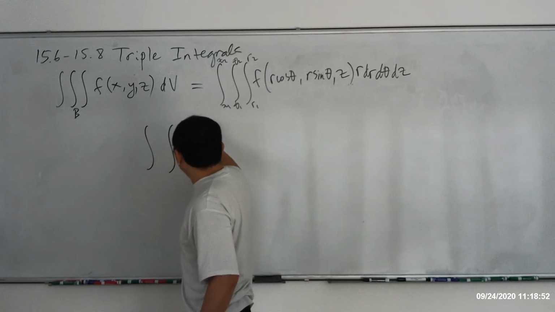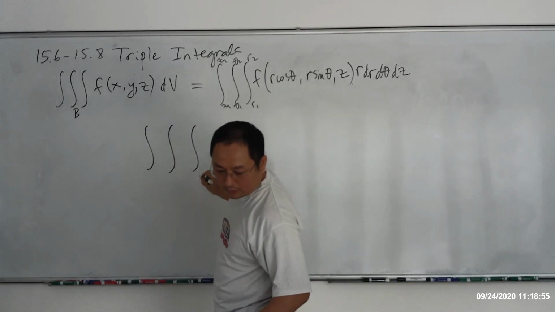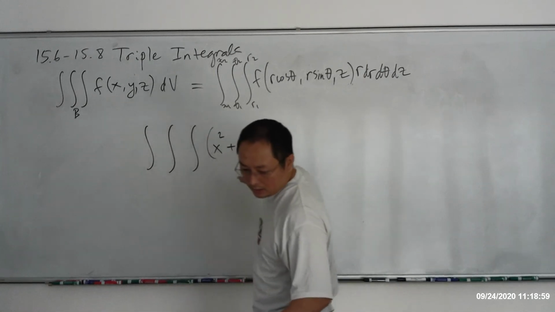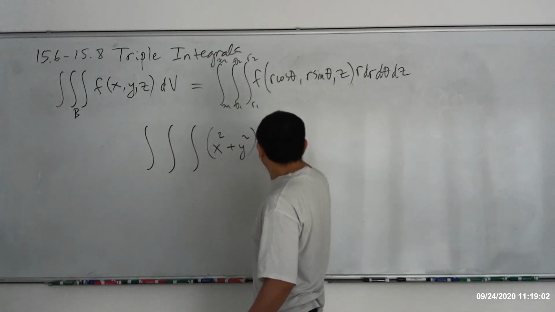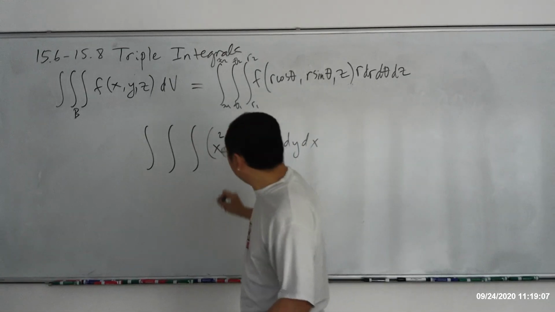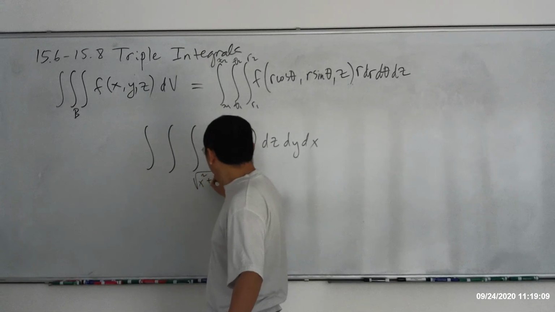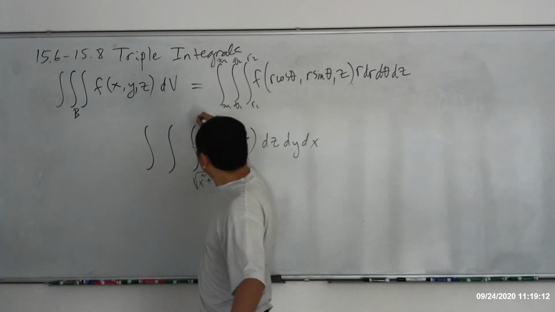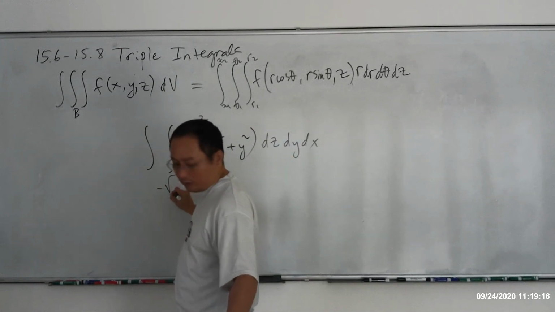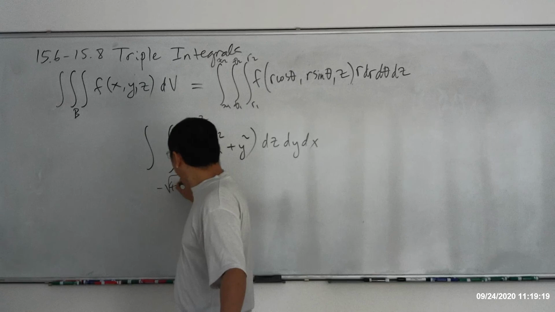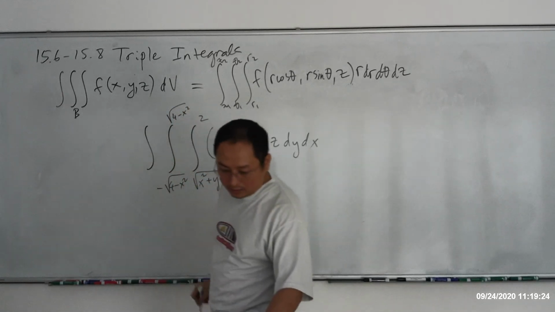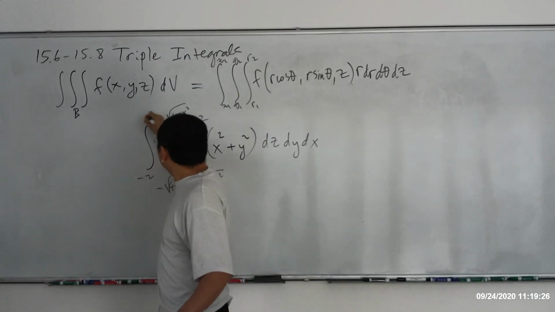Integral of x squared plus y squared dz dy dx, where z runs from square root of x squared plus y squared to 2, and y runs from negative square root of 4 minus x squared to plus square root of 4 minus x squared. It's a circle. And then x runs from negative 2 to positive 2.